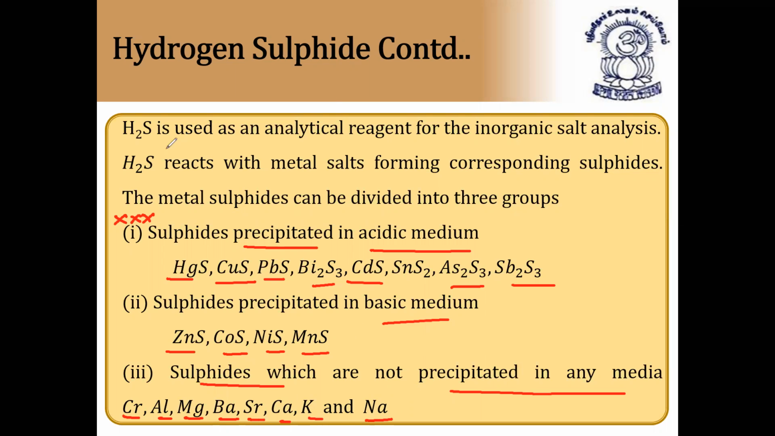So that's why hydrogen sulfide reacts with metal salts, forming corresponding sulfides. These metal sulfides can be divided into three groups: the sulfides which are precipitated in acidic medium, the sulfides which are precipitated in basic medium, and the sulfides which will not precipitate in any medium. So these are the different types of sulfides we have.